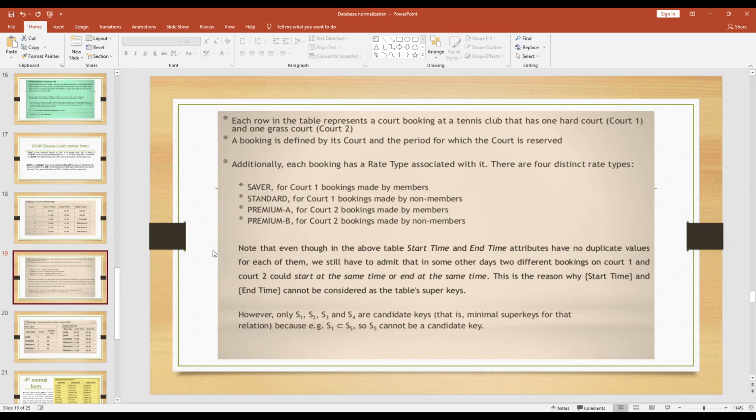However, only S sub 1, S sub 2, S sub 3, and S sub 4 are candidate keys. That is, minimal superkeys for that relation, because S sub 1, S sub 5, so S sub 5 cannot be a candidate key.